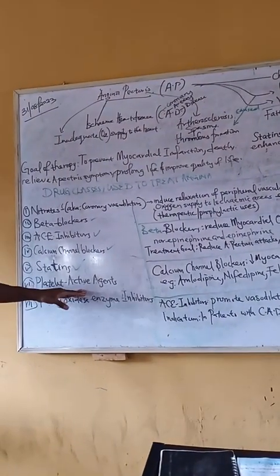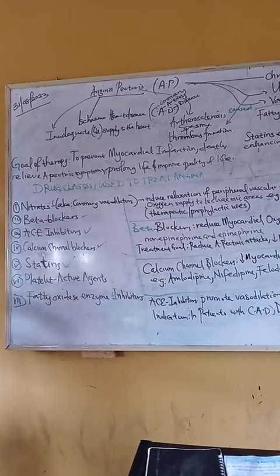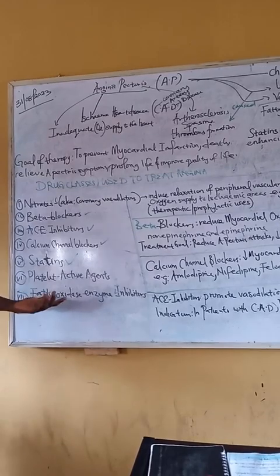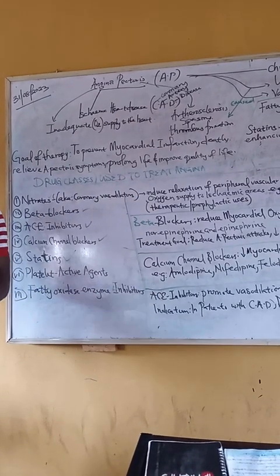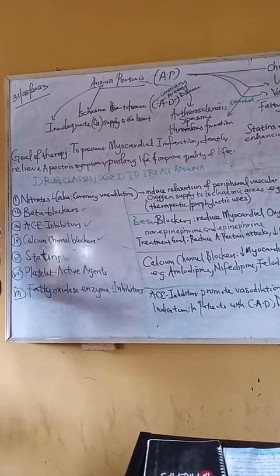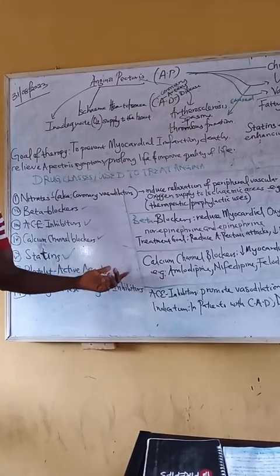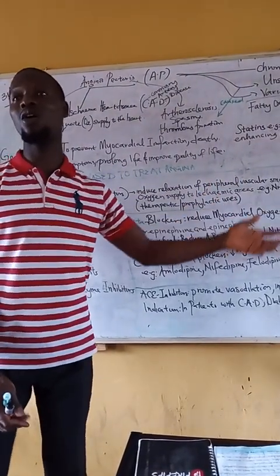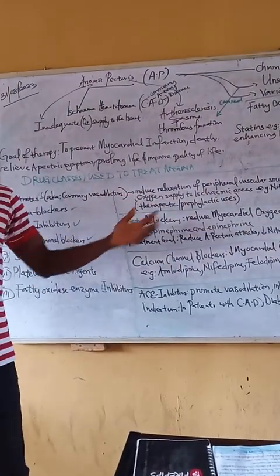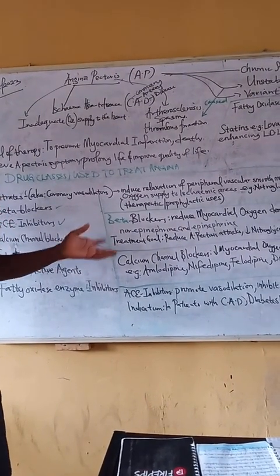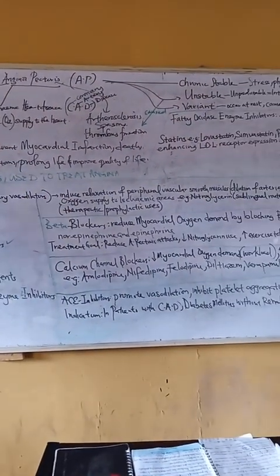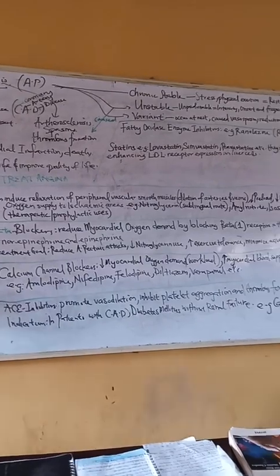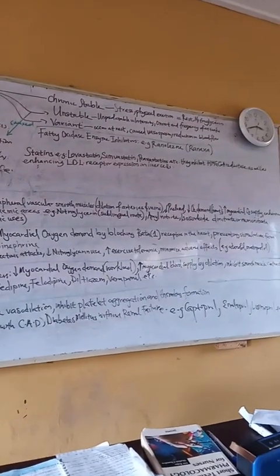So the last group I think we should talk about will be the platelet active agents, maybe aspirin and clopidogrel. They will obviously prevent what? Platelet aggregation. So once you prevent platelet aggregation, you can prevent some of the problems that may occur in angina that may lead to what? Thrombus formation.